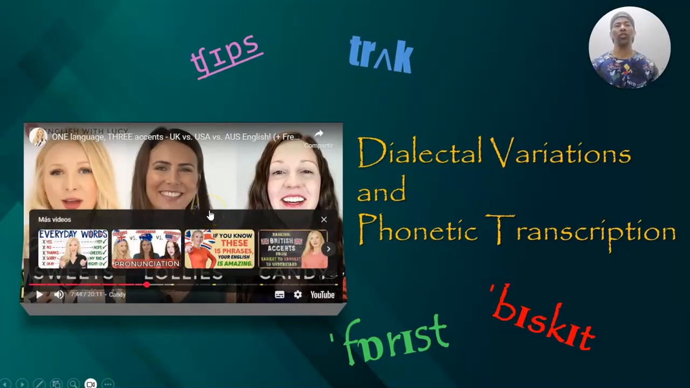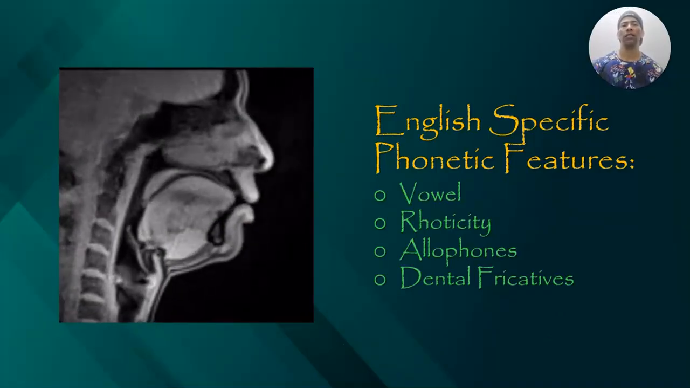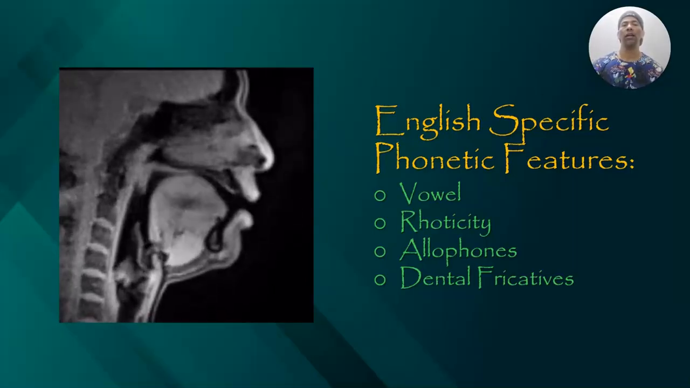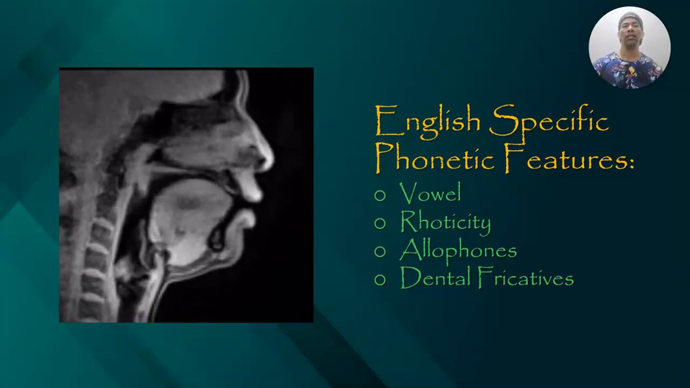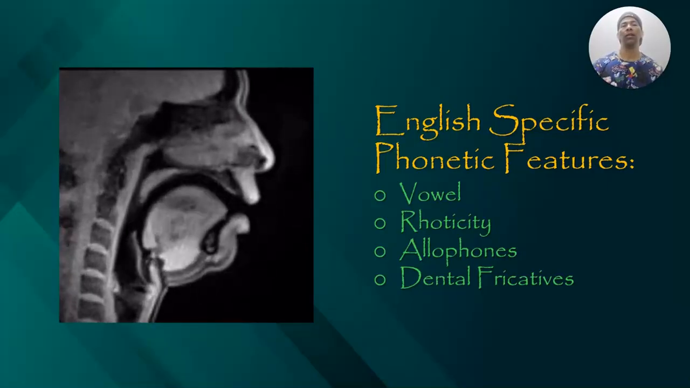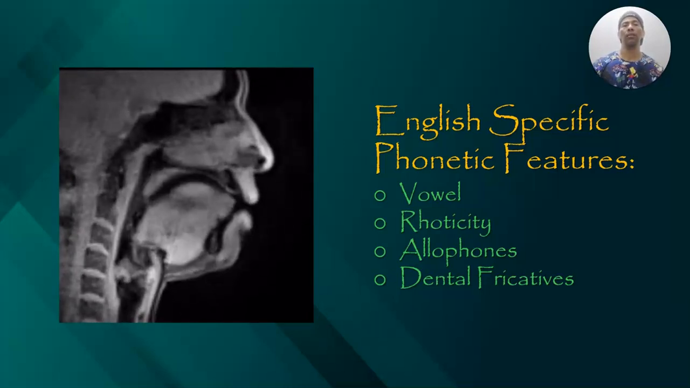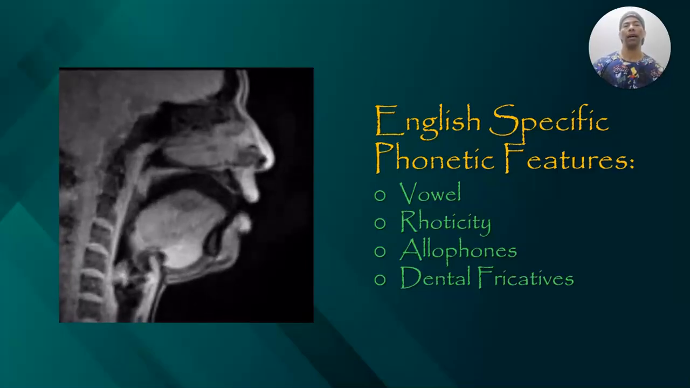Okay, so that has been just a little bit of what dialectal variations sound like. Alright, so in English, there are specific phonetic features that we need to consider. They are vowels, rhoticity, allophones, and dental fricatives. With the vowels, we look at the different sounds of the vowels and different diphthongs and monophthongs. Rhoticity means the sound of the R in the words.